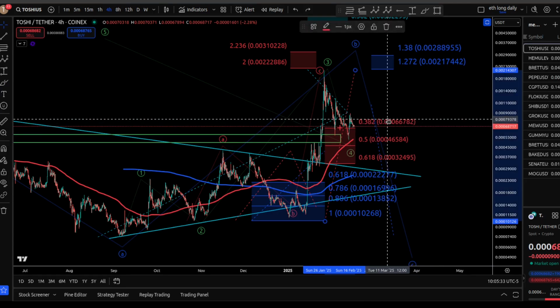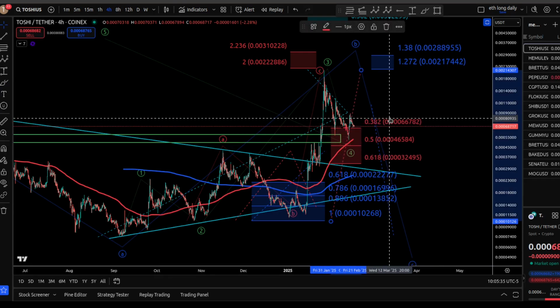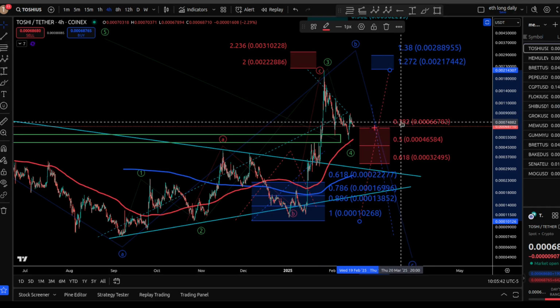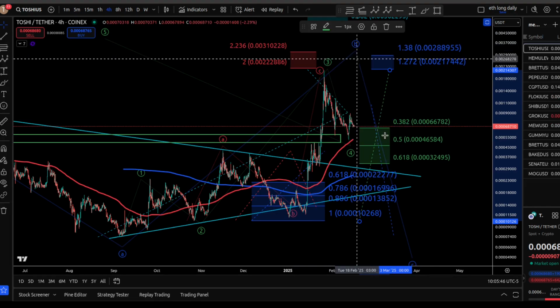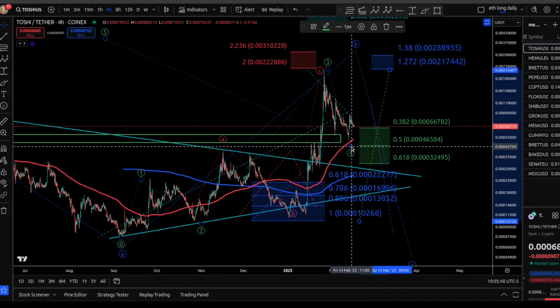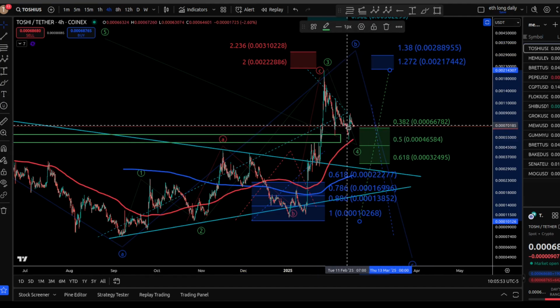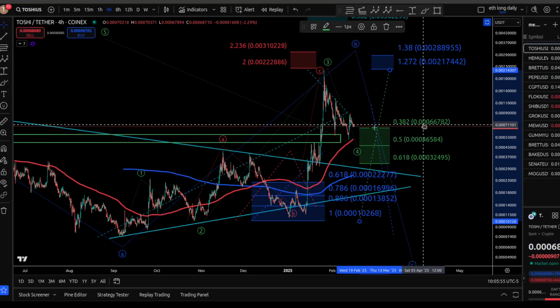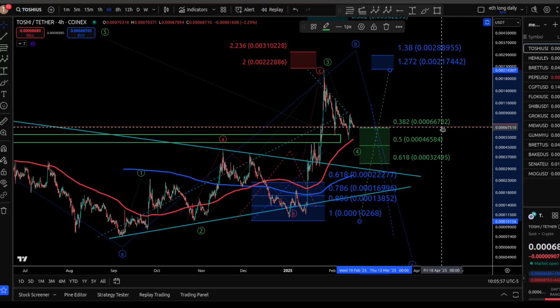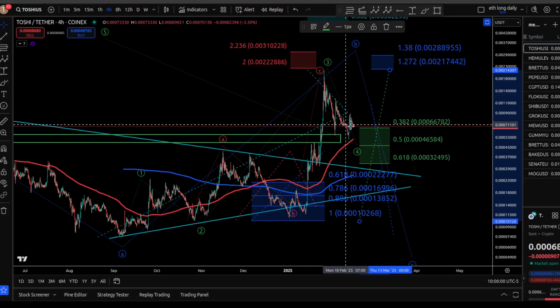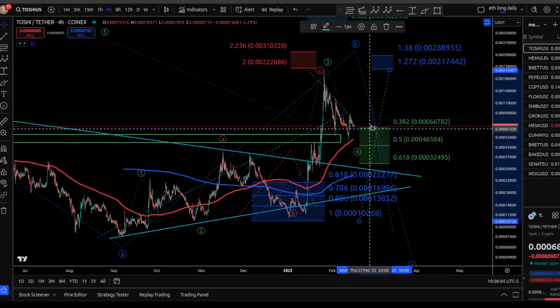I think now I can move this fourth wave level a little bit here on the right side. I can also make it green, so we know that this is the level of the fourth wave. We can see that the 0.382, at 0.00066782, reacted a little bit on the price action. Now we are back there at that level.